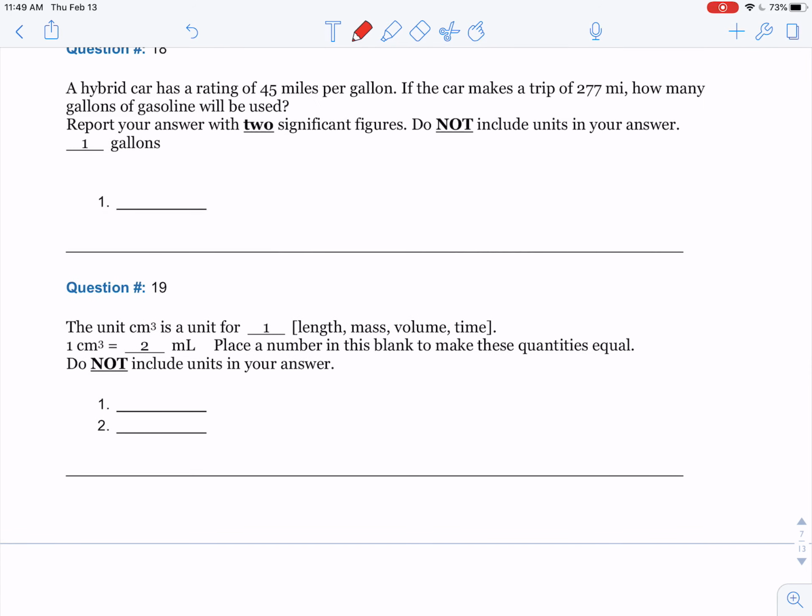So now, a hybrid car has a rating of 45 miles per gallon. If the round trip is 277 miles, how many gallons of gasoline will be used? This should actually be pretty simple. So you have 277 miles, that's the distance of the trip, and we multiply that by 1 gallon, which is how much you use per every 45 miles. These two cancel, and it's basically dividing 277 by 45. That gives you the answer.